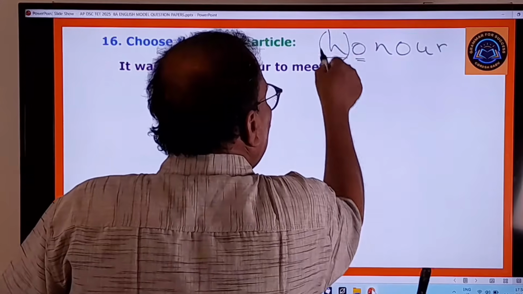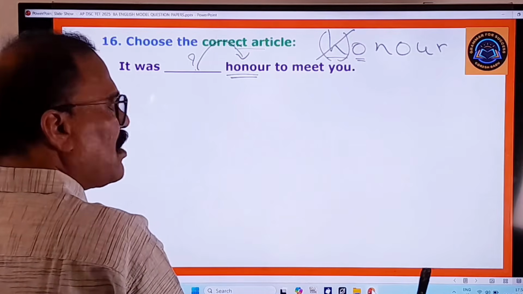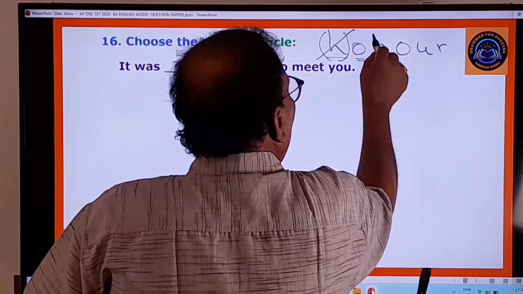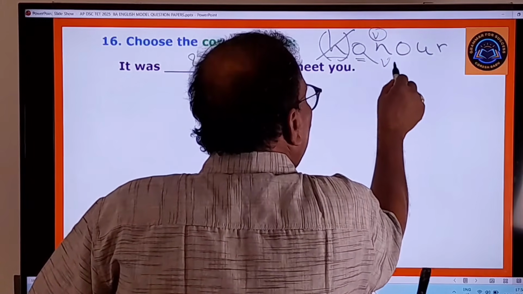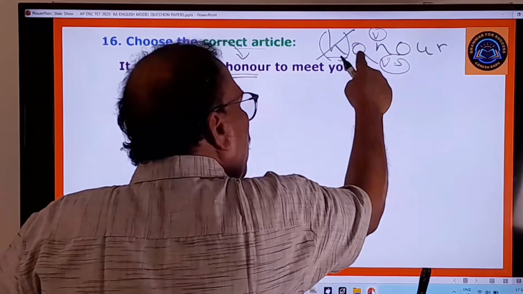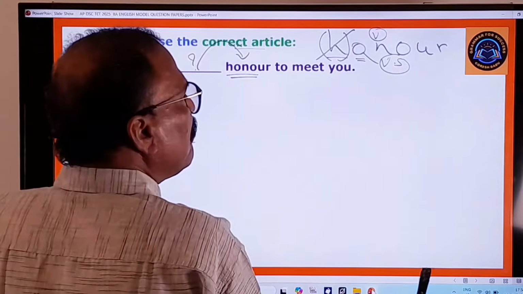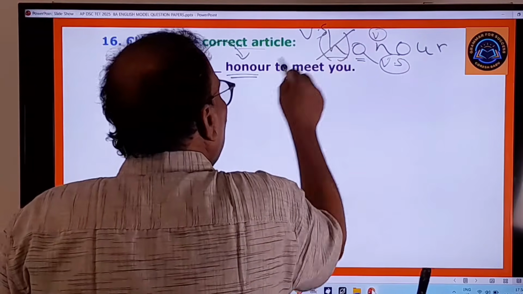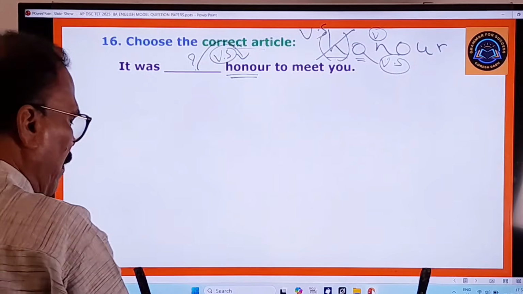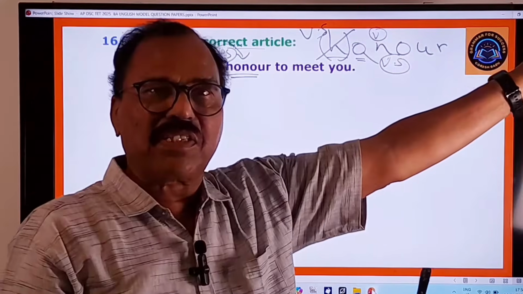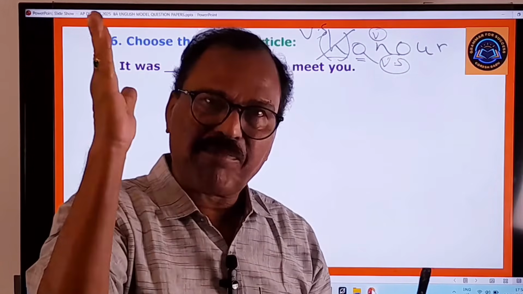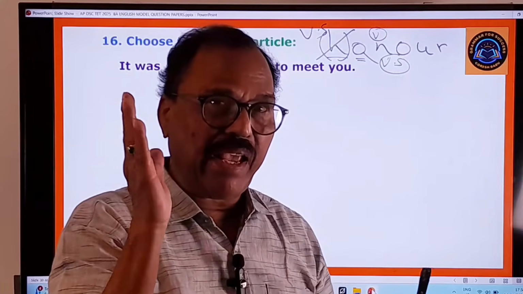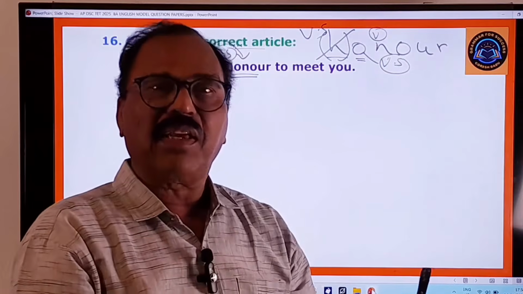Here this H is there, but it is silent because you are not pronouncing that letter, and you are pronouncing the word from O. This O is a vowel, and at the same time it is giving a vowel sound. And therefore this word is beginning with a vowel sound, and you know very well, before the words beginning with a vowel sound, you always use an. Before the words beginning with a consonantal sound, you always use a. This is a standing rule in the English language.